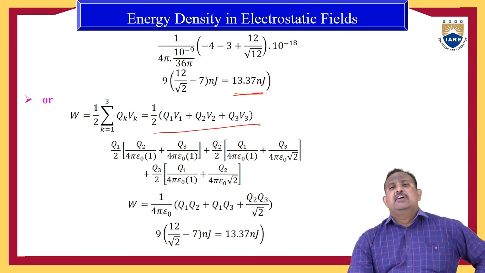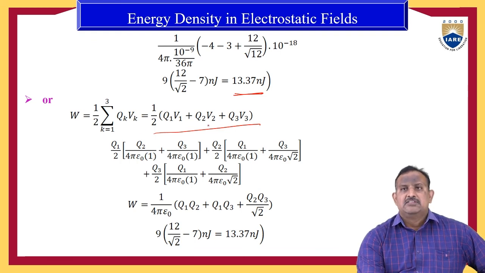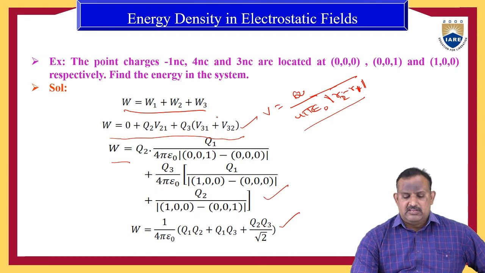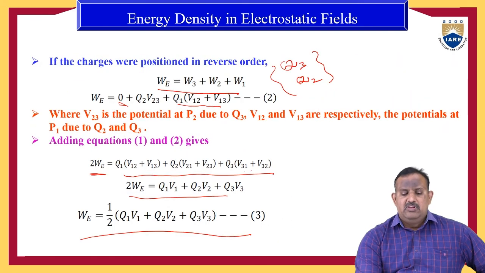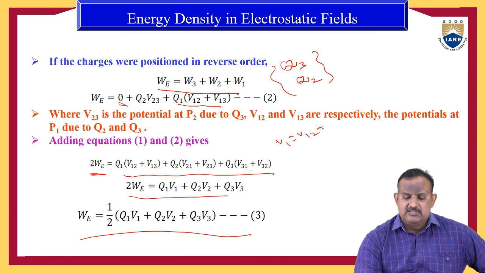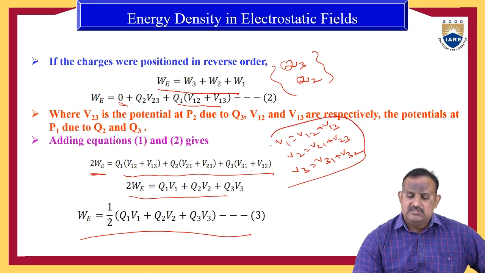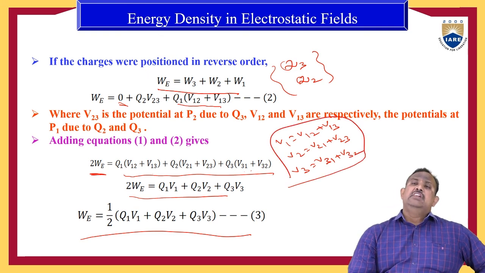So here the total energy required in moving point charges is W equal to half into Q1 V1 plus Q2 V2 plus Q3 V3, where V1 is equal to V12 plus V13, V2 is equal to V21 plus V23, and V3 is equal to V31 plus V32. So these are the potentials. We need to substitute V1, V2, V3 in that equation.